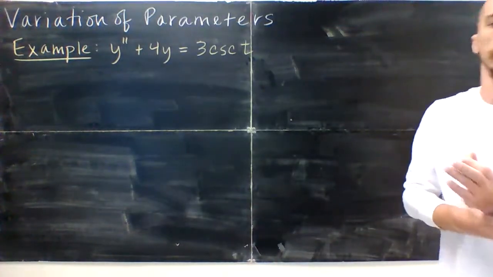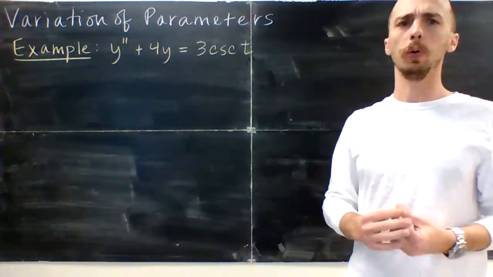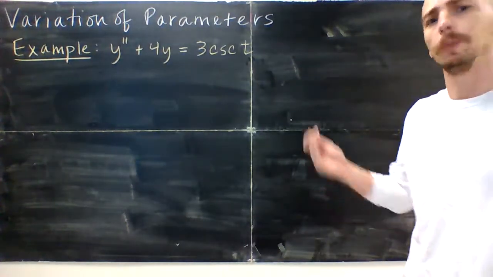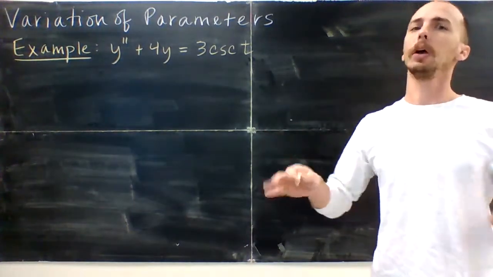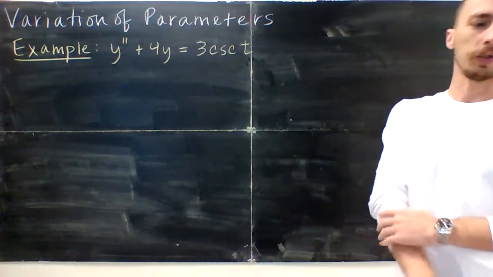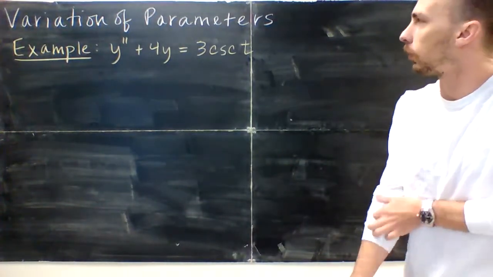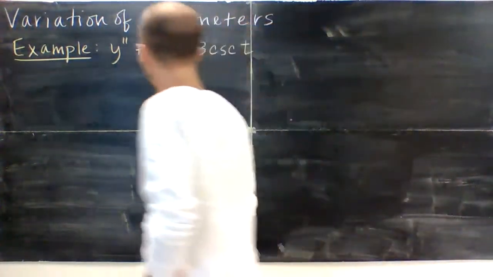So much like when I showed you a few videos ago about the method of reduction of order, I'm going to start with this example and then be like, okay, what did we just do here? Okay, so I know how to solve the corresponding homogeneous equation, right?